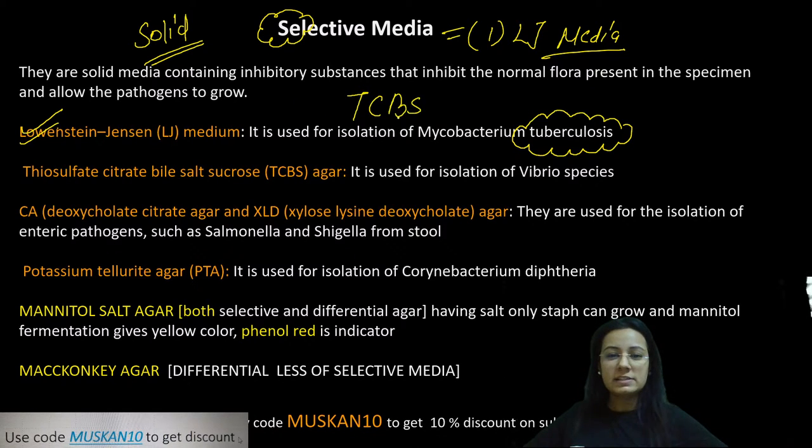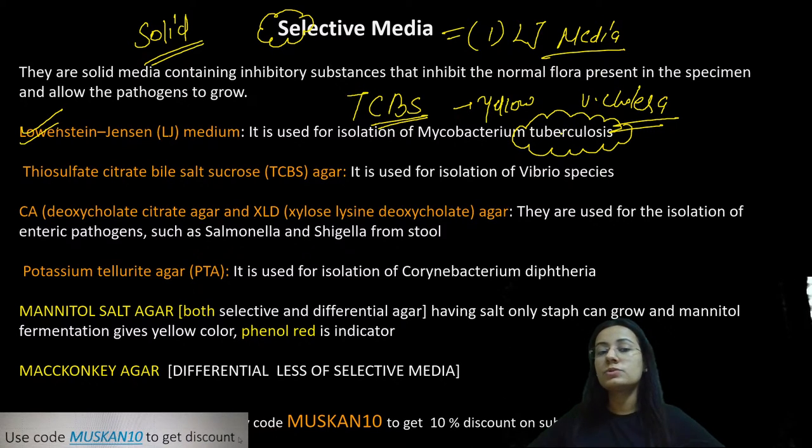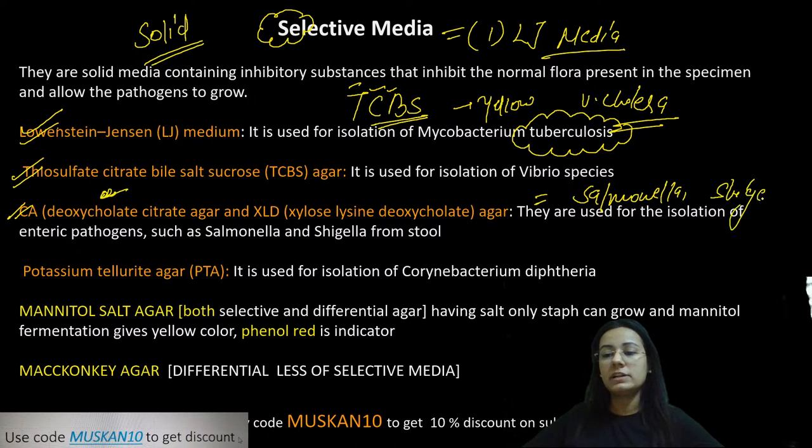Next selective media is the TCBS media. TCBS is also selective media and it is also the differential media. Ki color change will change to what, yellow by the Vibrio cholerae, and it is used to see the sucrose fermentation by the Vibrio species, because Vibrio cholerae will show the sucrose fermentation changing the colony color to yellow. Okay, so thiosulfate citrate bile salt sucrose, hai na, so it will show the sucrose fermentation. Next is the XLD and deoxycholate citrate agar, that is we are using for the Salmonella and the Shigella.